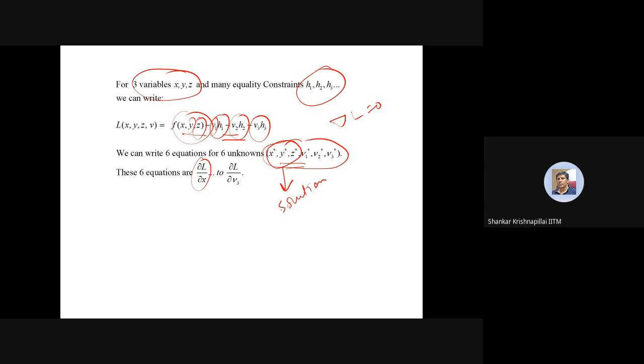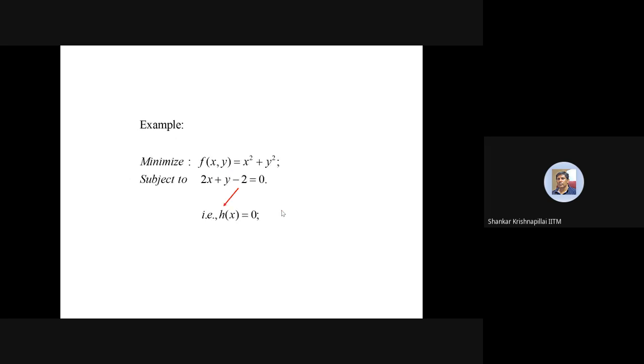Let's look at some worked out examples of this. Minimize this objective function, and this is the one and only equality constraint, h of x equal to 0. So what you do is you write it in the Lagrangian form: f of xy minus nu times h of xy, and you can substitute all the values here. x squared plus y squared is f of xy, and h of xy is this term.